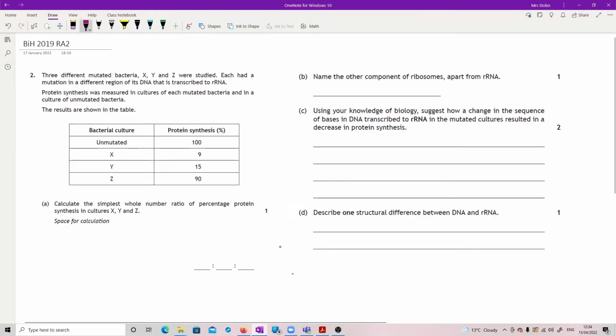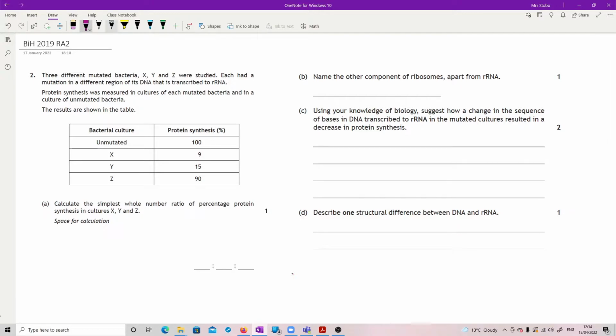Question 2. Three different mutated bacteria, X, Y, and Z, were studied. Each had a mutation in a different region of its DNA that is transcribed to rRNA. Protein synthesis was measured in cultures of each mutated bacteria, and in a culture of unmutated bacteria. Results are shown.